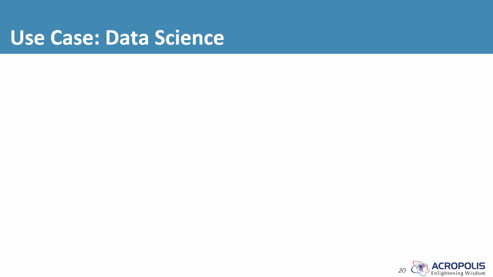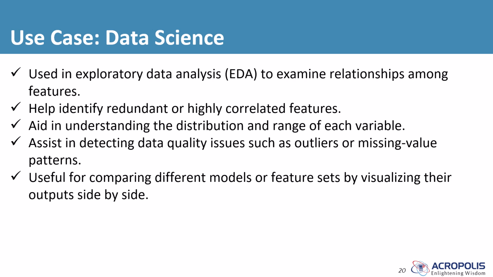Use cases. So here we can see the use cases of parallel coordinates. The first use case of parallel coordinates is data science. Used in exploratory data analysis (EDA) to examine relationships among features, help identify redundant or highly correlated features, aid in understanding the distribution and range of each variable, assist in detecting data quality issues such as outliers or missing values, and are useful for comparing different models or feature sets by visualizing their output side by side.